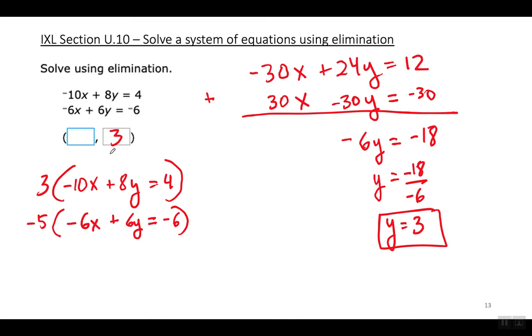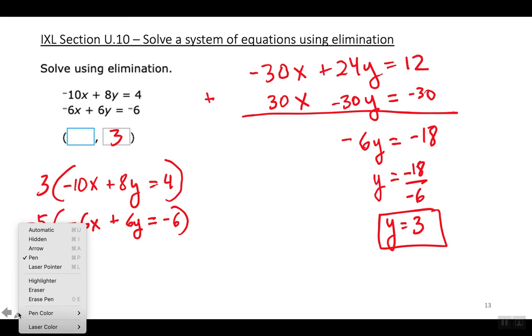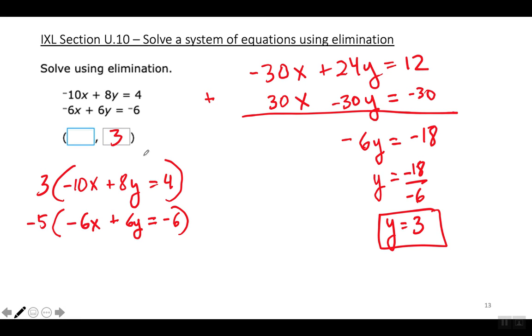Okay, once I know what y equals, I'm going to substitute y equals 3 into any of the equations in order to solve for x. I'm going to substitute it into the bottom equation, okay? Como ya sé que y es igual a 3, lo voy a sustituir en la ecuación de abajo para resolver para x.